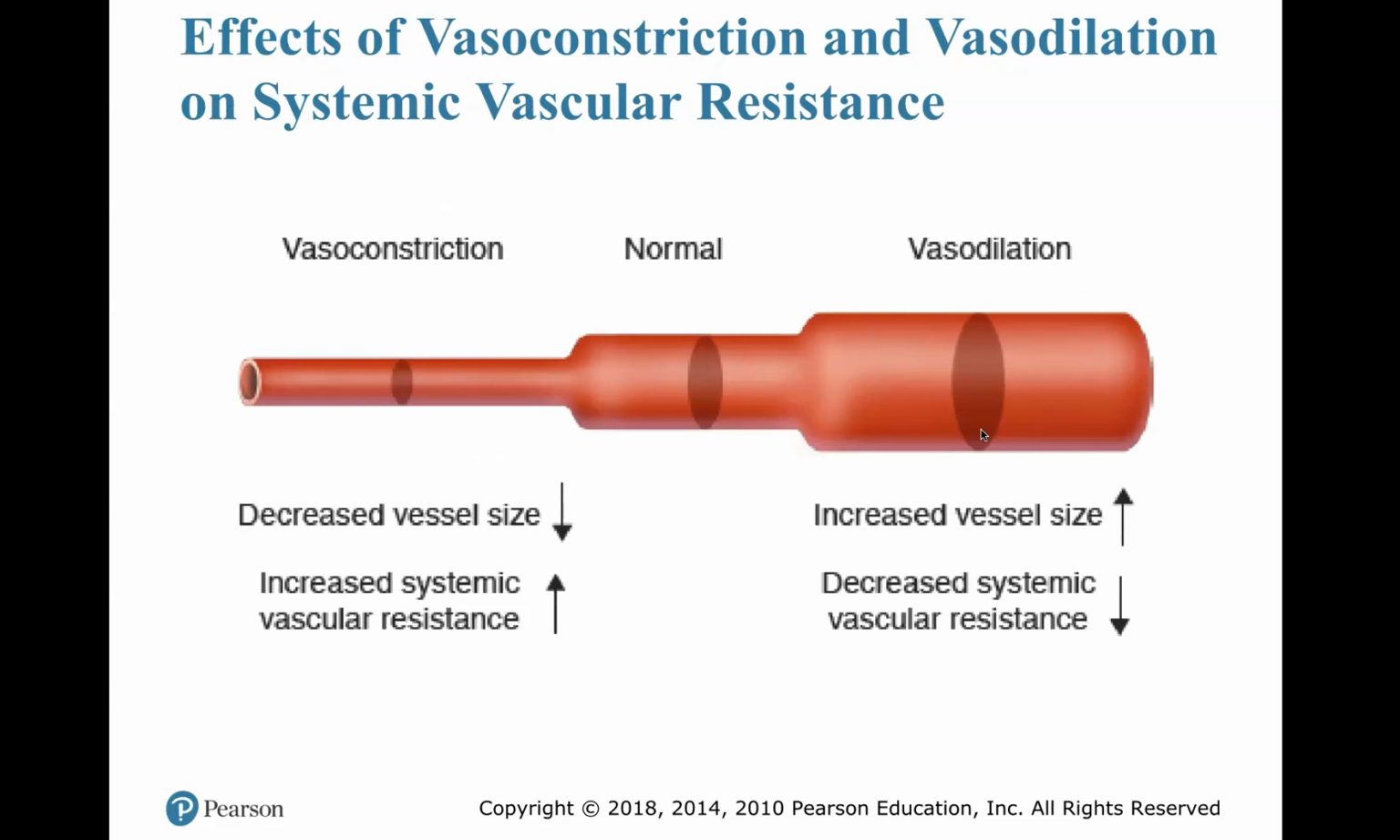All right, you see the effects of vasoconstriction and vasodilation on systemic vascular resistance. Over here we have vasoconstriction, decreased vessel size, increased systemic vascular resistance, because there's less room in there. There's normal, so you're going to have a normal SVR. Then the vasodilation, increased vessel size, decreased systemic vascular resistance because it's a lot bigger. And there's not a lot of pressure being put on the inside of the arterial wall.